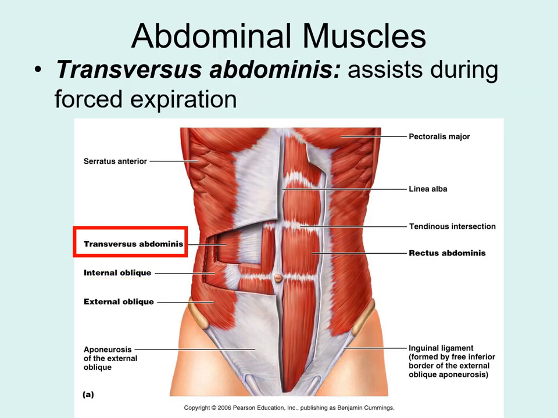And then deeper to the internal obliques, you now have the transversus abdominis. And now notice once again a different pattern of the direction of the muscle fibers themselves.